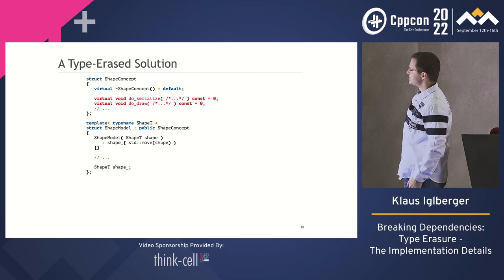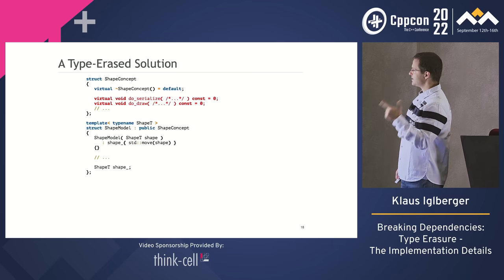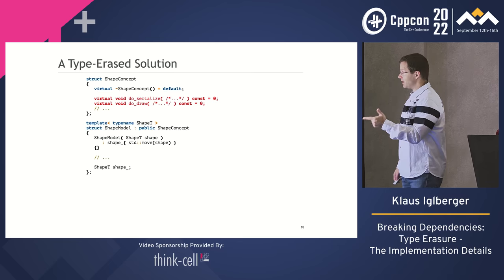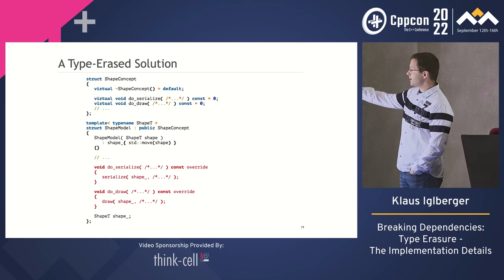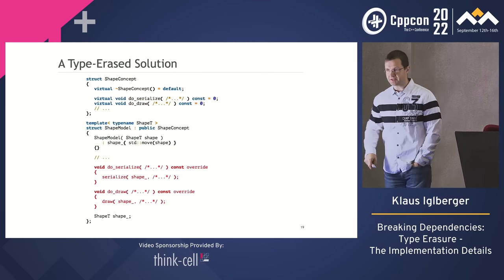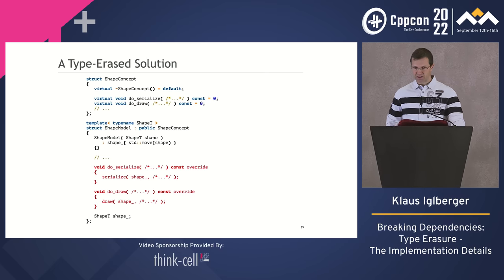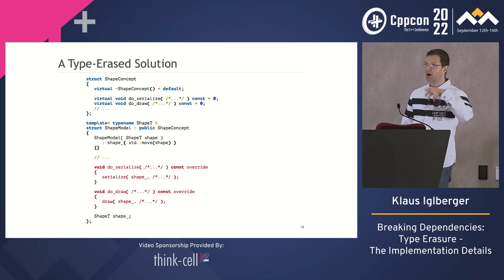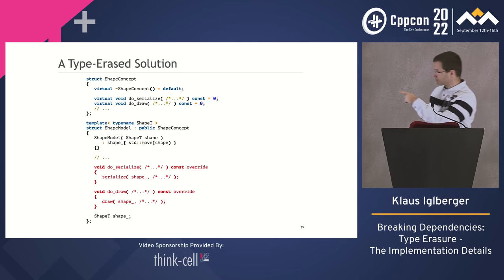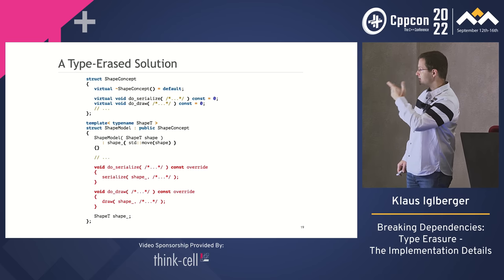So for the sake of this example, I have two: do serialize and do draw. These are the functions that I now have to implement in the shape model, and I do that by overriding them and implementing them as needed. I do not, though, directly implement drawing or serialization in this class, but I just forward to the function or class that does the work. So I forward the information in this first example by simply calling an according free function. So serialize and draw.